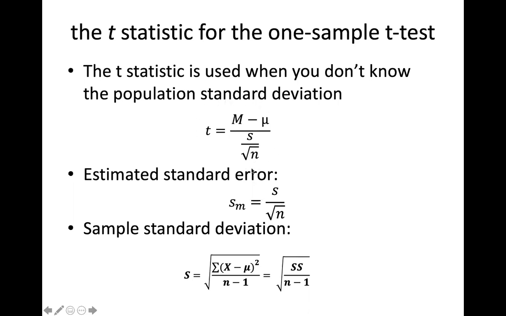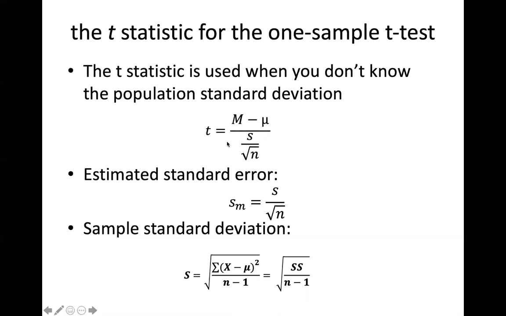And so here's the T equation. And if you notice, the numerator of the T equation is the exact same as the numerator of the Z equation. That is, you're taking a sample mean and you're subtracting from that sample mean a population mean. So the numerator of T is the exact same as the numerator of Z.